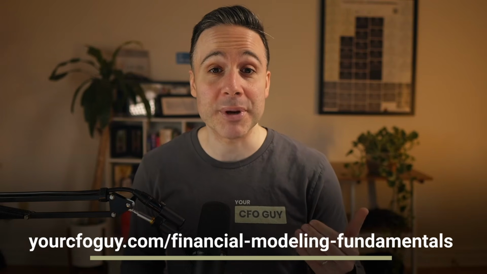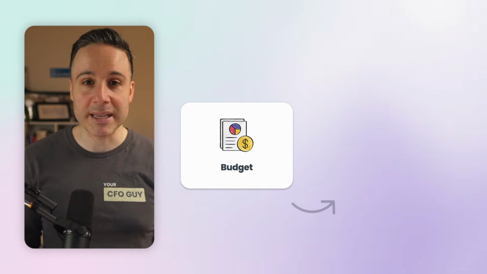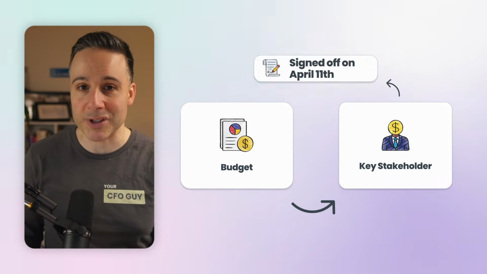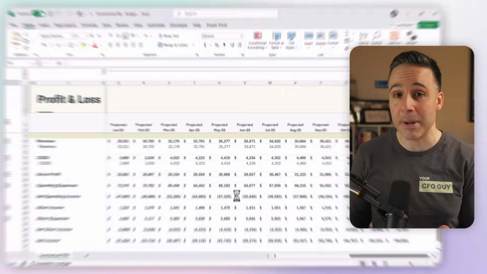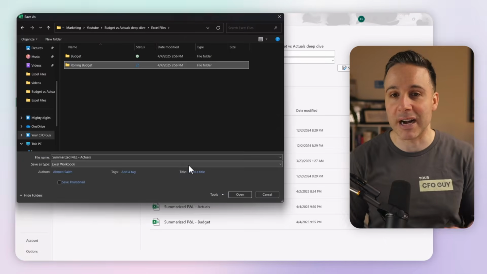Okay, so back to the budget. The word budget typically means that it was reviewed by key stakeholders and then signed off on. That means that you'll save down a separate version of your forecast at a specific point in time, and you won't make any changes to the locked down version.